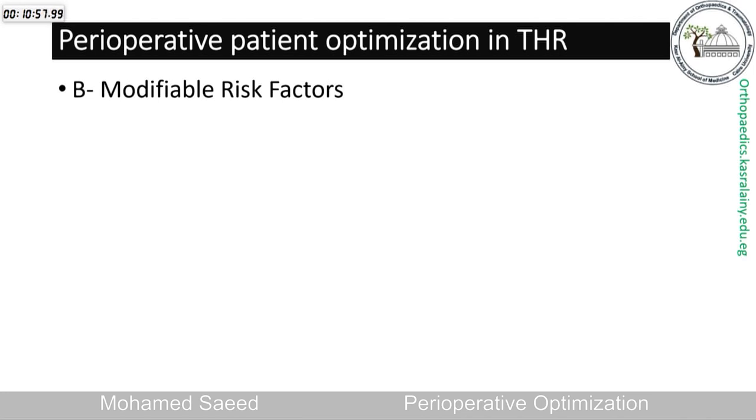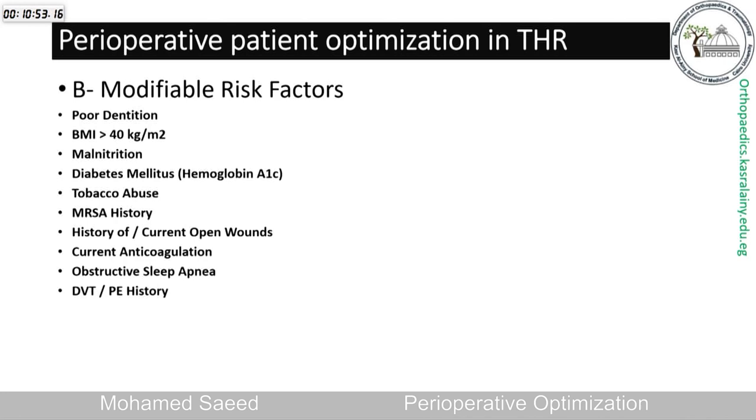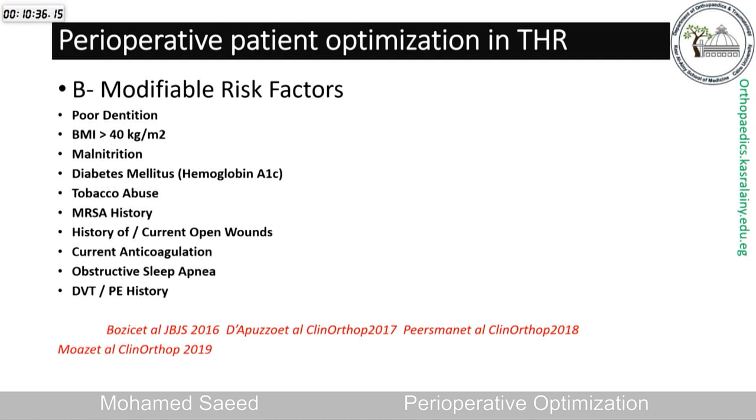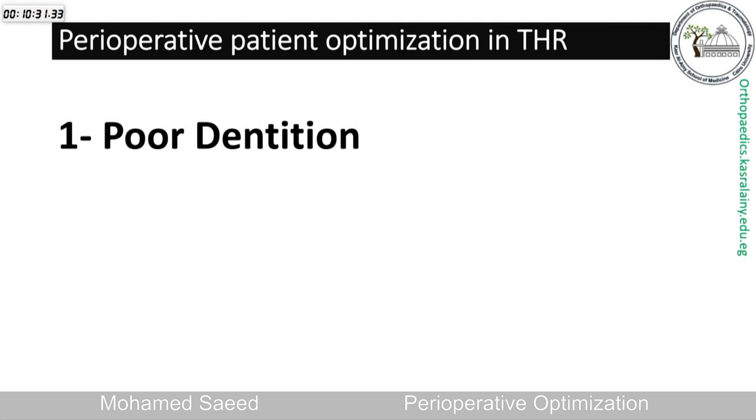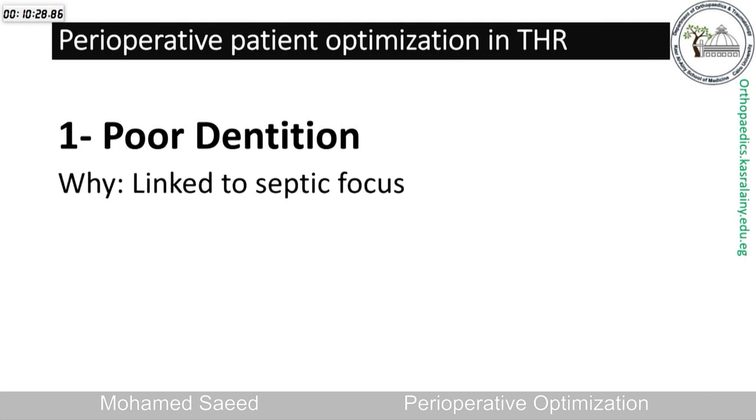Modifiable risk factors, which we can modify and make it better and improve our outcome, like poor dentition, body mass index above 40, malnutrition, diabetes mellitus, tobacco use, MRSA screening, history of open wounds or infections, and DVT, obstructive sleep apnea. And those all were significantly linked to worse outcome for the operation. How we will manage this? The poor dentition, it's linked to a septic focus in our body. It can increase the risk of infection.